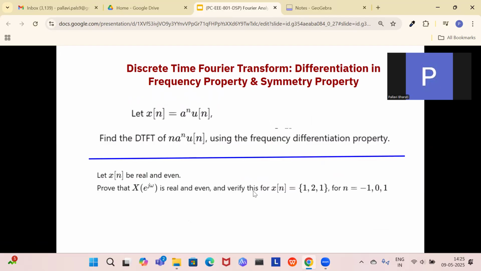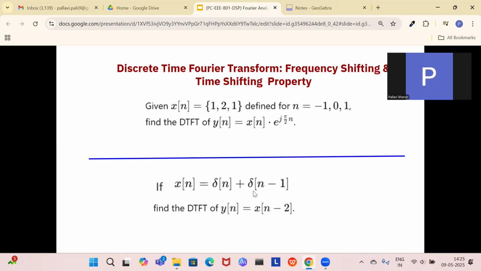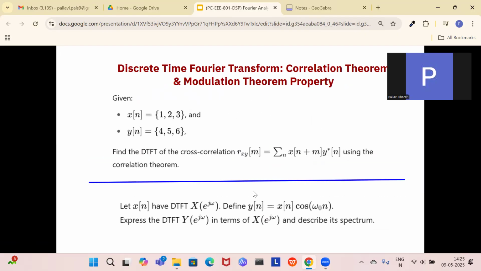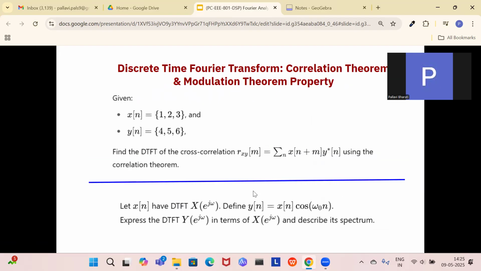Questions on the property can come from frequency differentiation property, conjugation, time reversal, all these, frequency shifting and time shifting property. So in the next class, we will be doing convolution in time, convolution in frequency, correlation and modulation theorem. So that will be all for DTFT. So let us meet in the next class and complete this part.